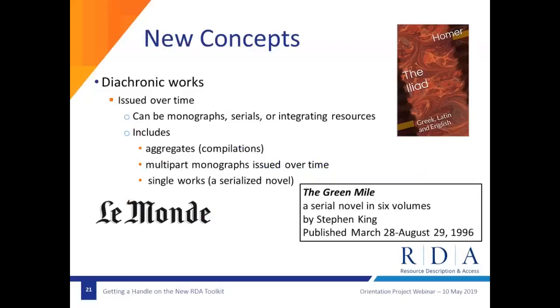So this example of Homer, the Iliad in Greek, Latin, and English, is an aggregate. The Green Mile by Stephen King, as originally published, is a multi-part monograph issued over time. It was issued over a several-month period in 1996 originally. These are all examples of diachronic works.